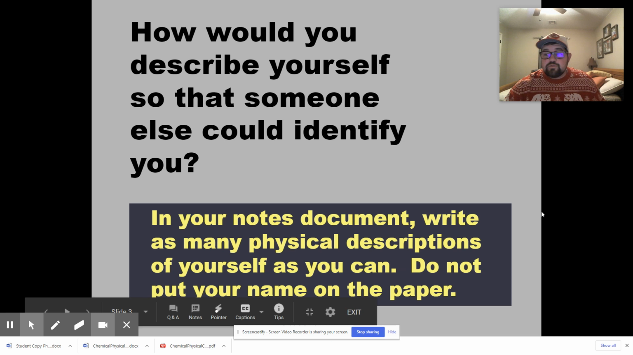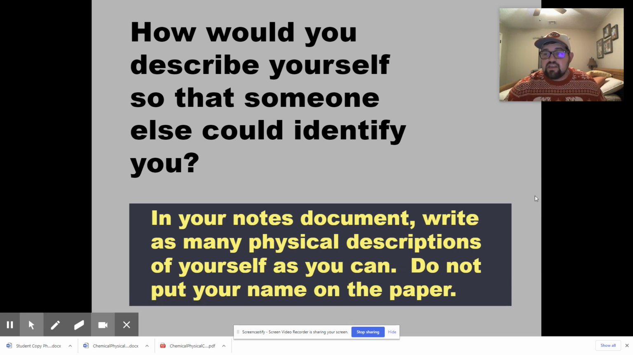So first, before we start, we're going to ask kind of a silly question. I say silly, it's not, but it's getting you into this idea of when we look at matter, how do we start to look at these properties? So how would you describe yourself so that someone else could identify you? So I guess what we're really asking is, what are your properties? So in your notes document, you can write as many physical descriptions of yourself as you can. You don't need to put your name on the paper, obviously. I know it's yours because it's not even paper, it's online. But let's go ahead and do that.